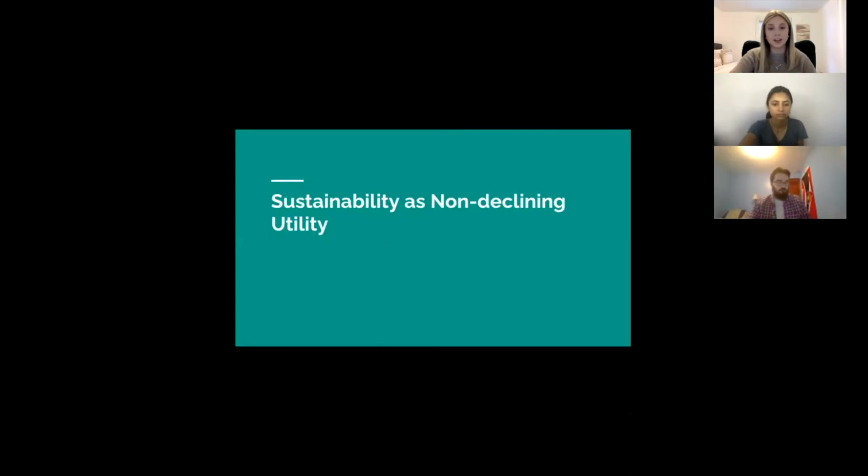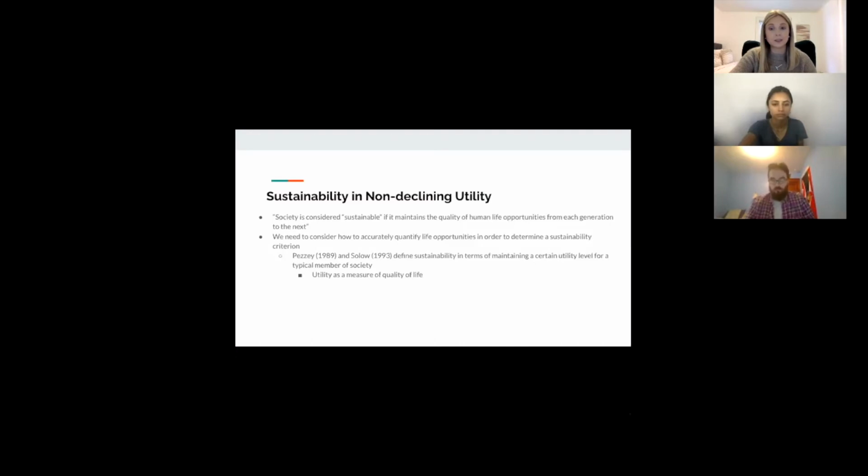Sustainability as non-declining utility. So the next section of this paper begins by explaining the paper's basic idea behind defining sustainability. Howarth says that society is considered sustainable if it maintains the quality of human life opportunities from each generation to the next. This basic idea gives us the framework on which he will build his ideas for the remainder of this section.